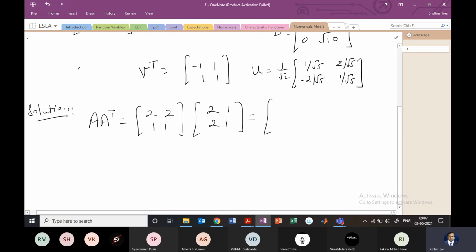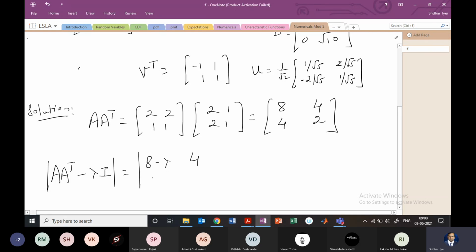And when you multiply them, you get 2 into 2 plus 2 into 2, that is 4 plus 4, which is 8, and then 2 plus 2, which is 4, again 2 plus 2, which is 4, and then 1 plus 1, which is 2, right? So AA transpose is that. In the next step, we need to find AA transpose minus lambda I, that determinant, right? So this will be 8 minus lambda, 4, 4, 2 minus lambda.